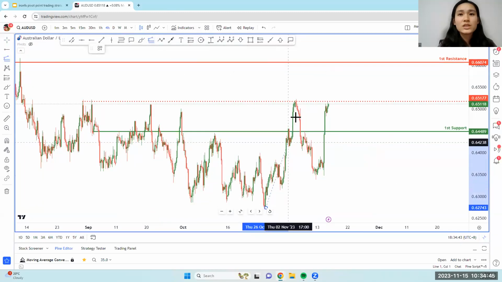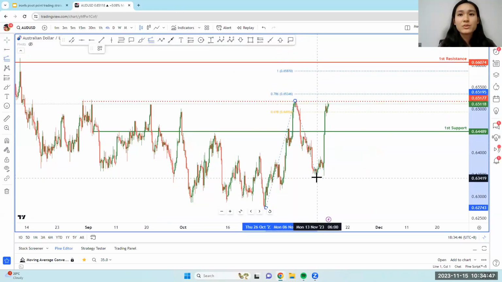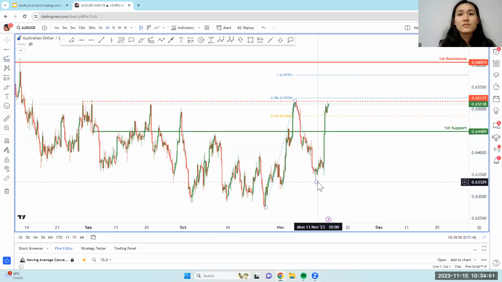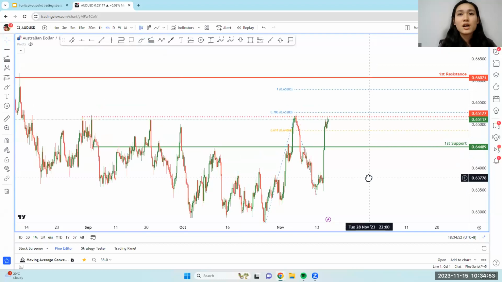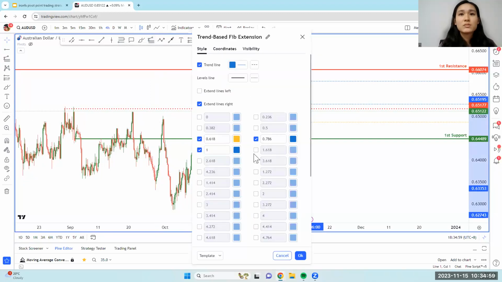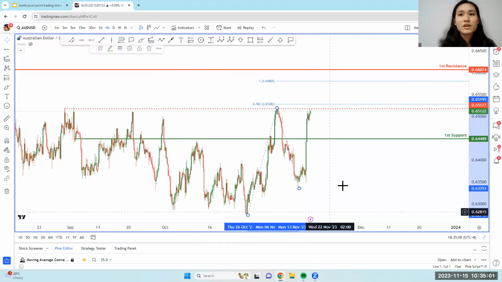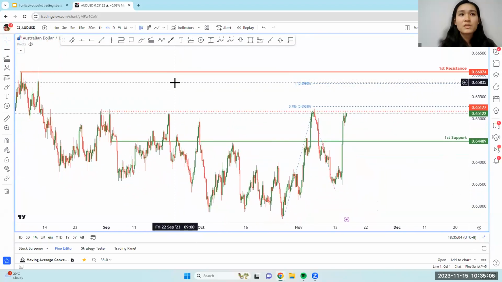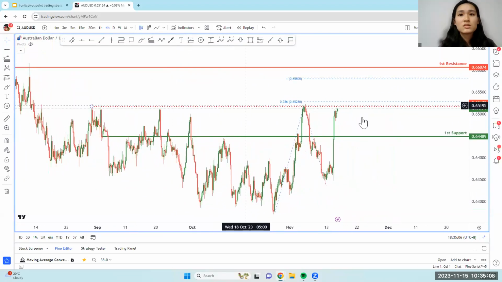Okay, so now that we've done that, I'm gonna go in with our Fibonacci levels, and you can see that my 78.6 lines up nicely. Just gonna keep that, and maybe my 100 as well. And let's see.